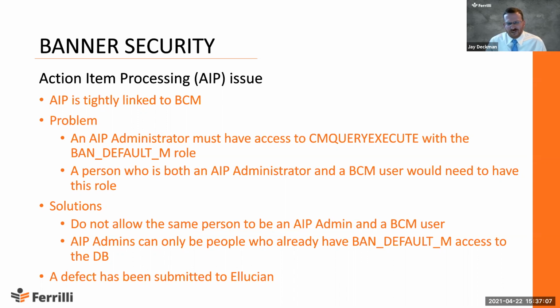Now, we have found some solutions to this. They're not great, but they do work. The basic one is don't allow the same person to be an AIP administrator and a BCM user. And the other one is only let the AIP admins be people who already have the BAN_DEFAULT_M access. Usually that's going to be developers, but it's one of the few solutions that we found that work. And there is a defect in with Ellucian about this. So hopefully they'll separate out the permissions later and AIP can run on its own permission tree and not have to be so well integrated with BCM.